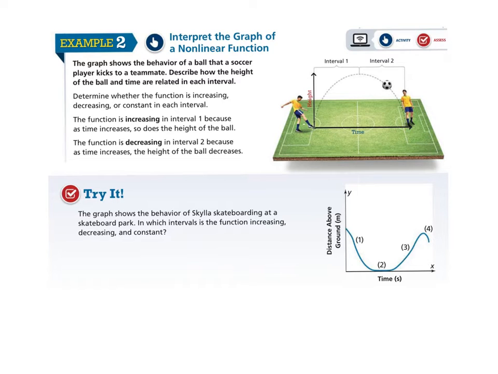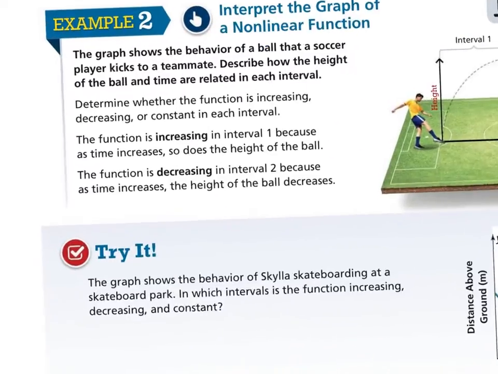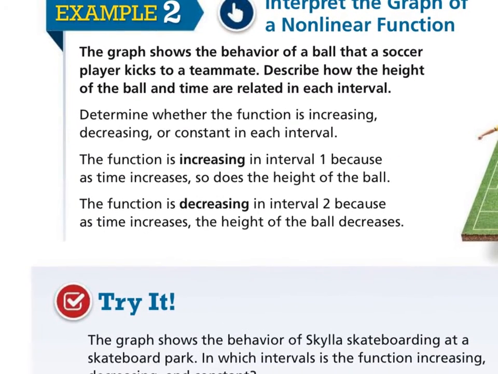Example 2, graph shows the behavior of a ball a soccer player kicks to a teammate. Describe how the height of the ball and time are related in each interval. So one thing we're looking at is whether the function's increasing, decreasing, or constant.